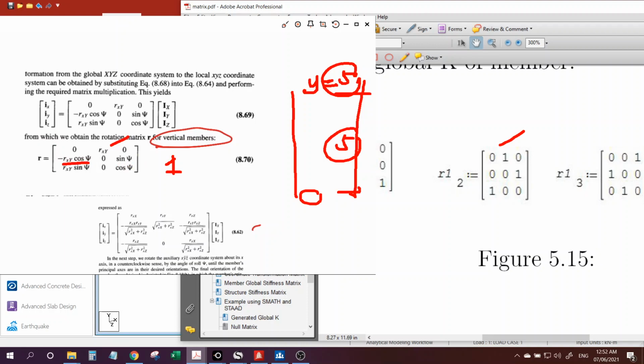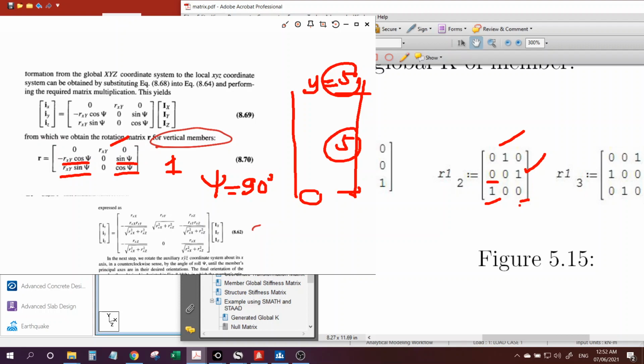So Rxy is 1. For vertical members, this one is 90 degrees. Cosine 90 is 0, so this is 0. Sine 90 is 1, and then cosine 90 is 0.